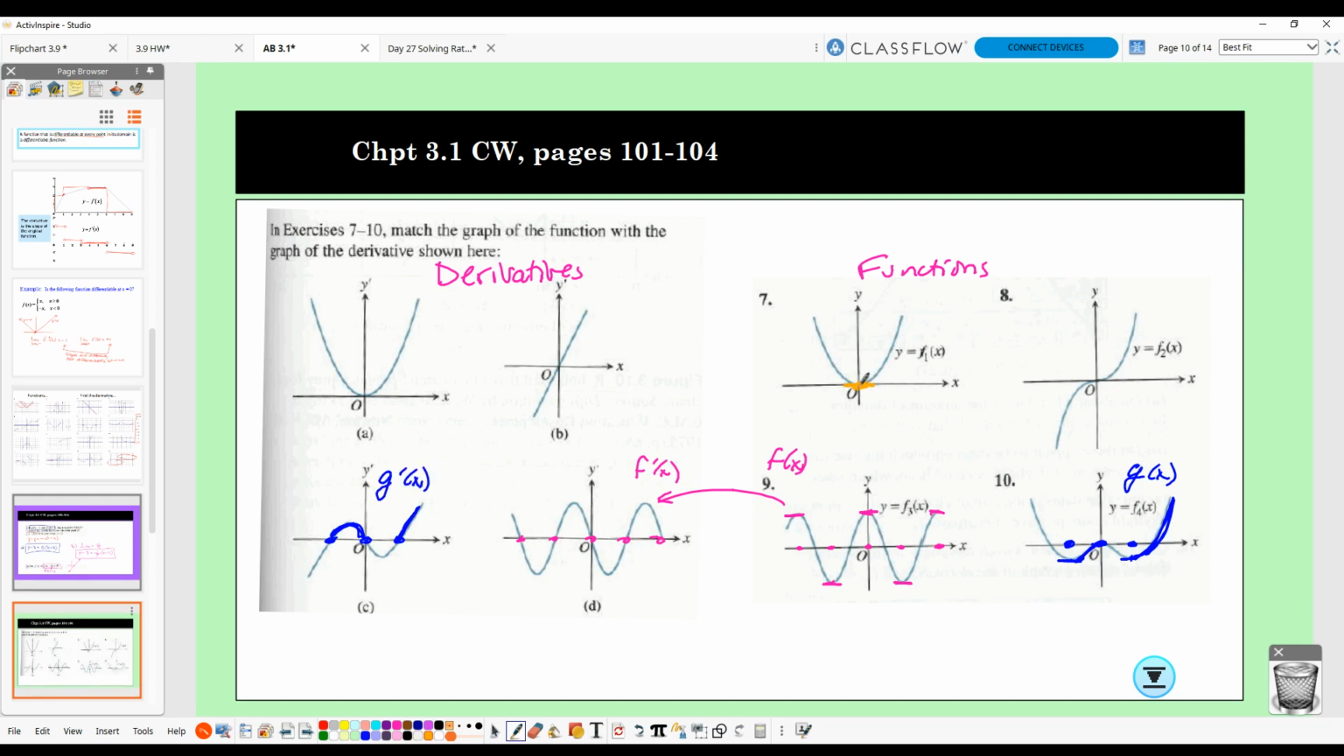This function only has a zero slope there. It's only going to cross once. Both of these hit zero, so let's see. This has a negative slope until then. So it needs to be below the x-axis. So those two match up. This last one, there's a zero slope there, and it's a positive slope the whole time. So the function should be positive the whole time. That's why those match up.